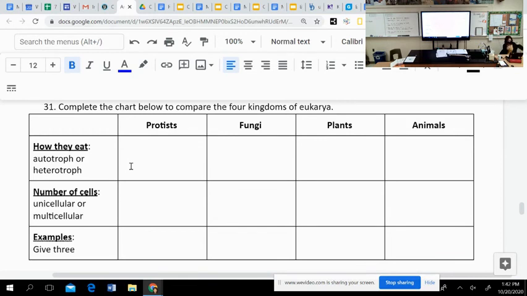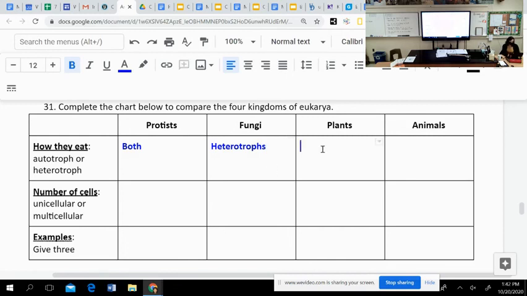So we're just going to go through the first 2 quick. How do protists eat? Are they autotrophic, heterotrophic, or both? They are both. How about fungi? Heterotroph. We agree? I don't remember if they are both or not. Actually, they're all heterotrophs. Okay.